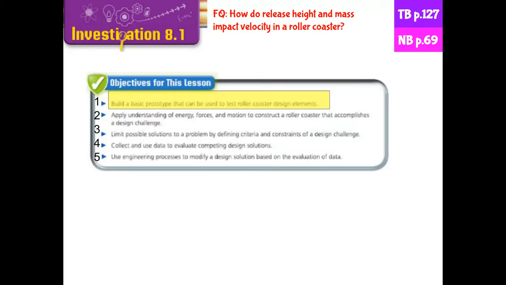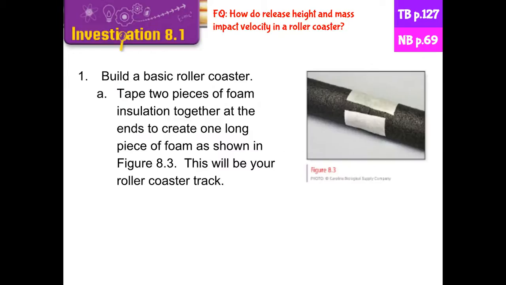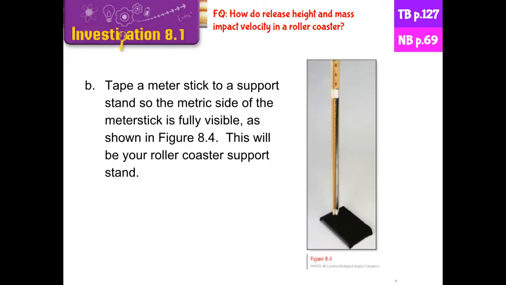So for Investigation 8.1, we're going to be building a basic prototype that can be used to test a roller coaster. We're going to be doing this to test the different heights and the different masses and how that affects the velocity of the roller coaster. Your teacher should be putting the roller coaster together for you. You'll be able to see this in the different pictures. I'm not going to go through each specific step. You can read that. But you'll be building a roller coaster out of some foam tubes and masking tape.